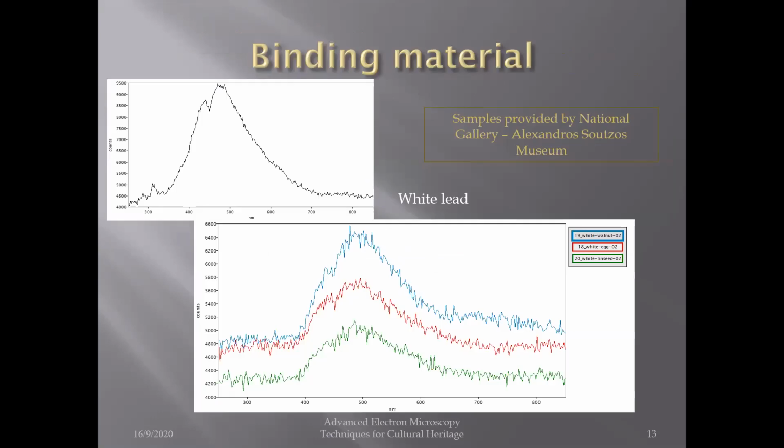Now, the next step of this work was to try and see what happens when we combine these pigments with the binding material, because of course, for example, in oil paintings or in frescoes, we very rarely have a pigment on its own. So here we have an example of the analysis of white lead on its own, and then white lead combined with a number of different binding materials, walnut oil, linseed oil, and egg yolk. And as you can see, the good result is that the main bands of white lead do not change when it gets mixed up with the binding material.